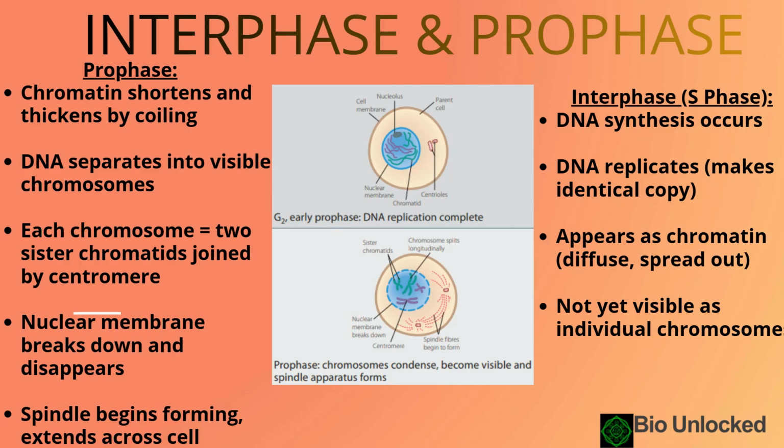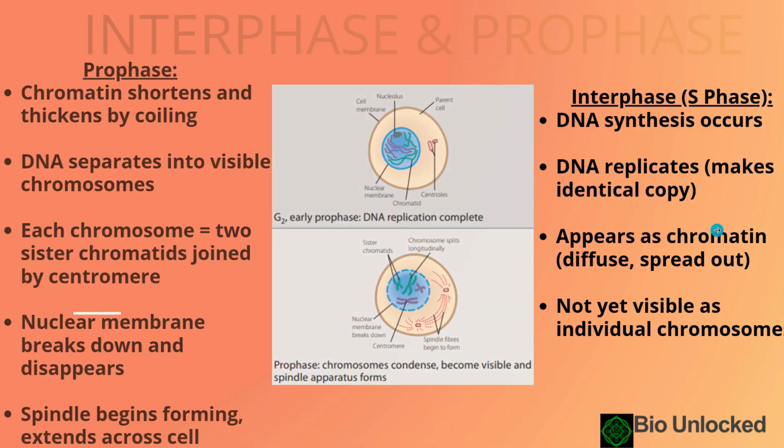I guess you could say that chromatin material shortens and thickens by coiling, and DNA separates into chromosomes now visible with a light microscope. Each chromosome contains two copies of DNA, and each copy is a sister chromatid joined by a single centromere. The nuclear membrane begins breaking down and basically disappears. Now, a spindle begins forming from broken down material and extends across the cell like imaginary longitude lines on a globe.